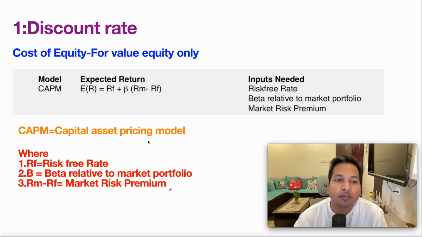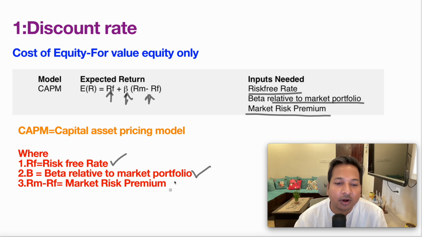This is a risk to return model where the cost of equity is equal to this formula, where the first one, RF, is the risk free rate. The second one is beta, which is relative to the market portfolio, and RM minus RF is called the market risk premium. Our focus now is to learn the value of these three. If we get these three numbers, we can easily calculate the cost of equity, and that is the discount rate, which will help you come to the discounted cash flow value of any company.